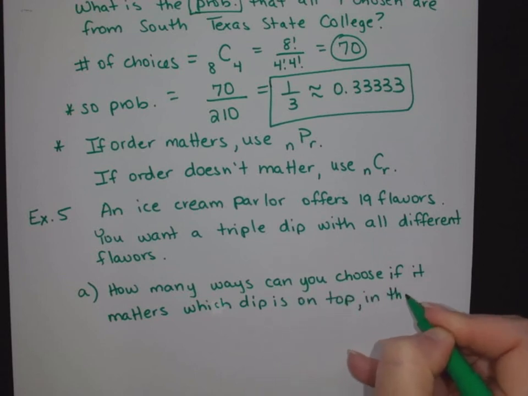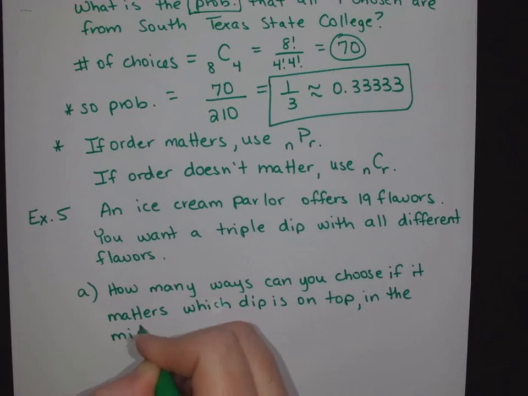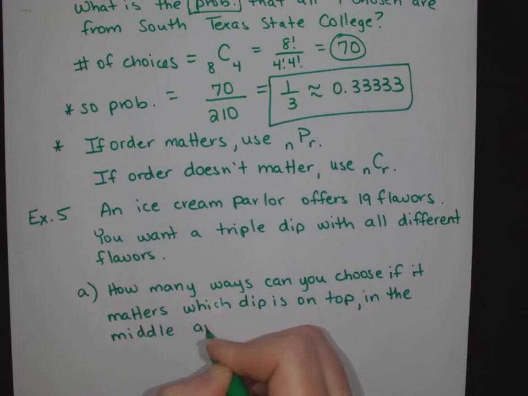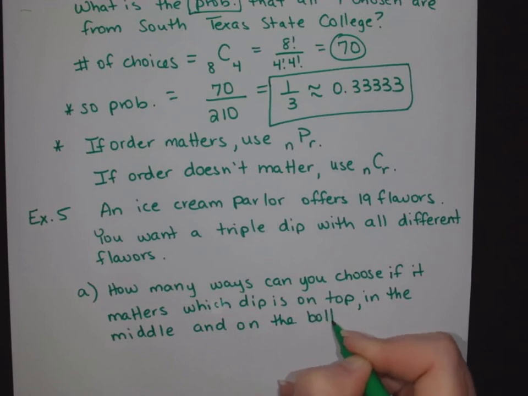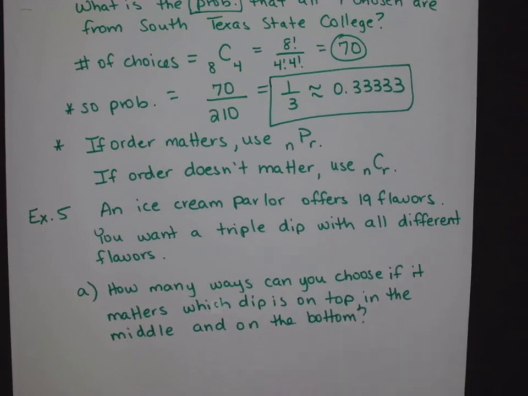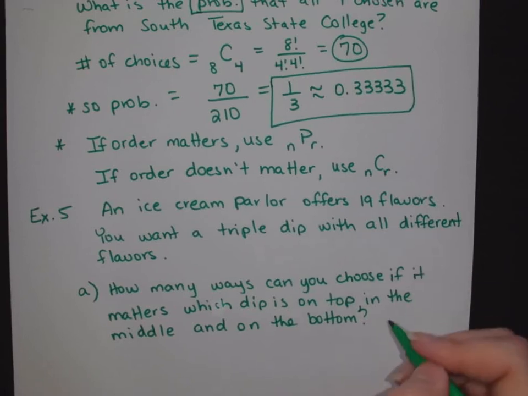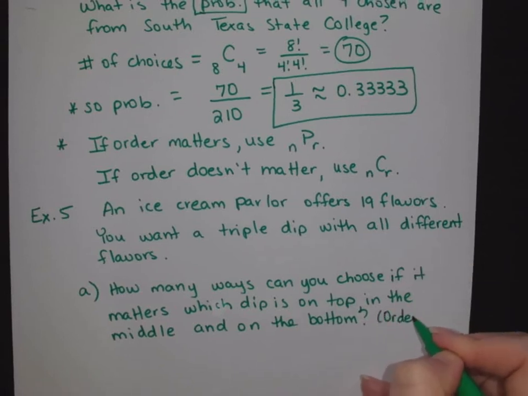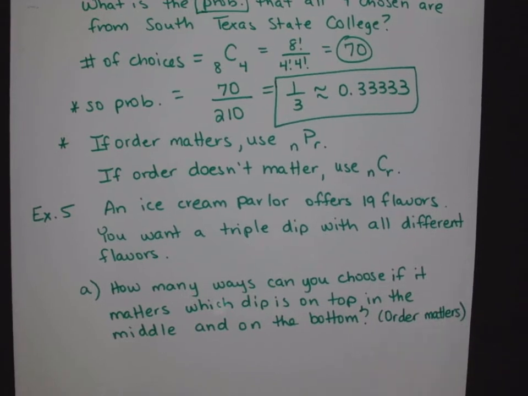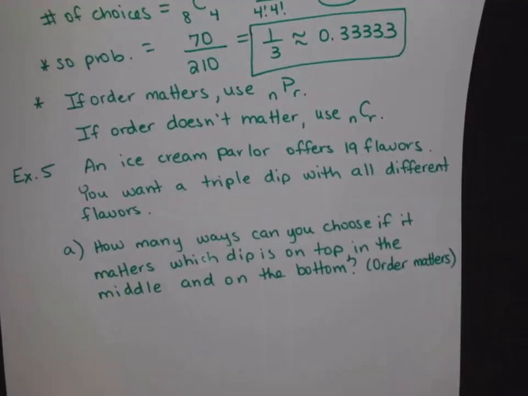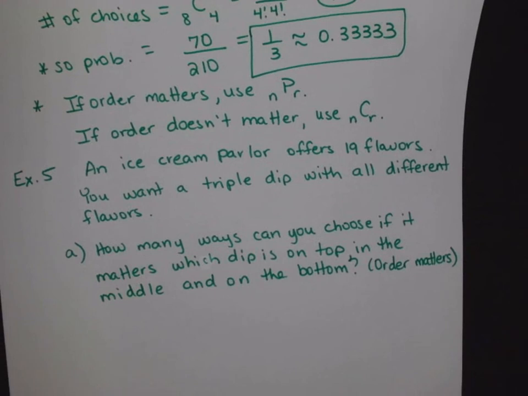So in other words, you're not just going to tell them you want a triple dip, you're going to tell them the order that you want the scoops, which is a little extra, but okay. So notice order matters, right? Since we've specified that we care which dip is on top versus which one's on the bottom or in the middle, when order matters, we use permutation.